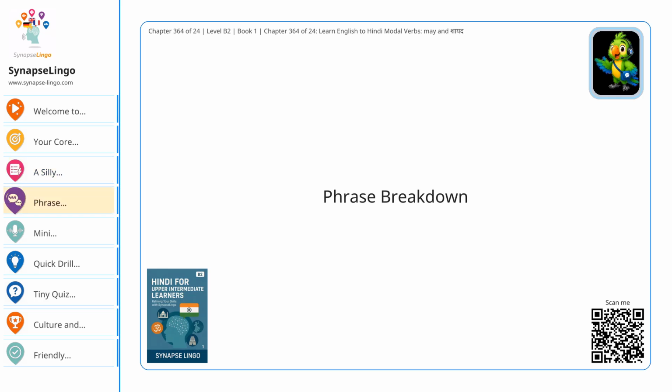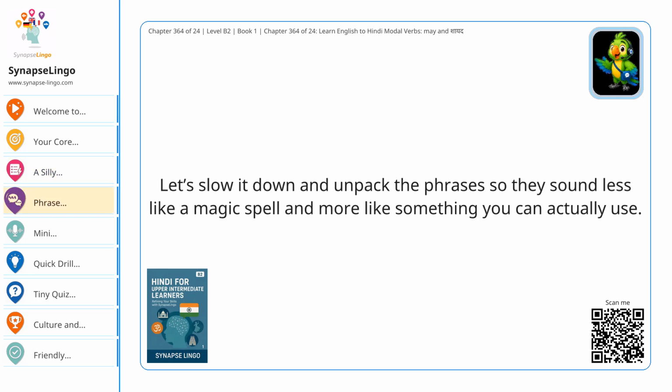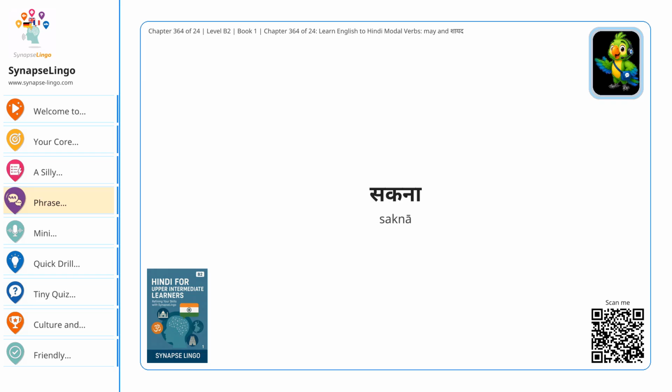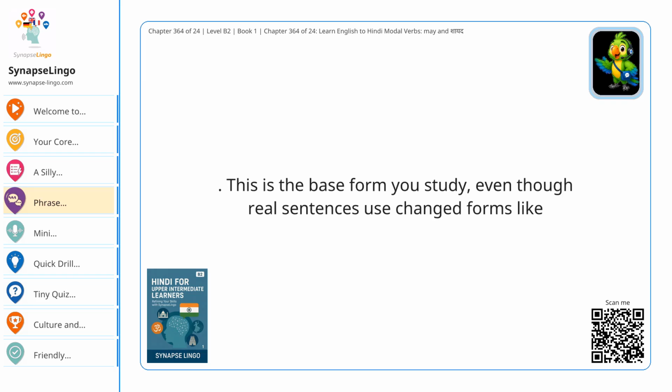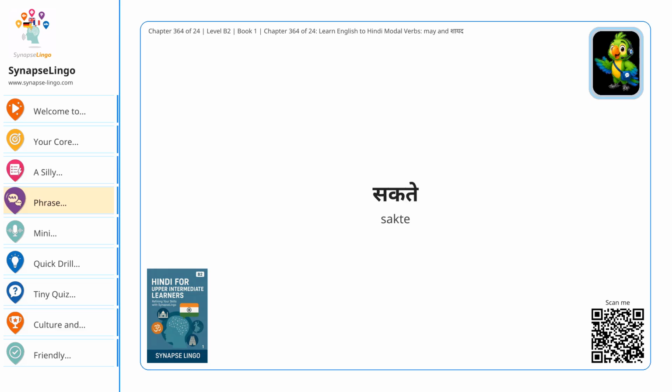Phrase breakdown. Let's slow it down and unpack the phrases so they sound less like a magic spell and more like something you can actually use. May. saknā. This is the base form you study, even though real sentences use changed forms like सकते or सकता हूँ. Might be allowed to. अनुमति हो सकती थी.